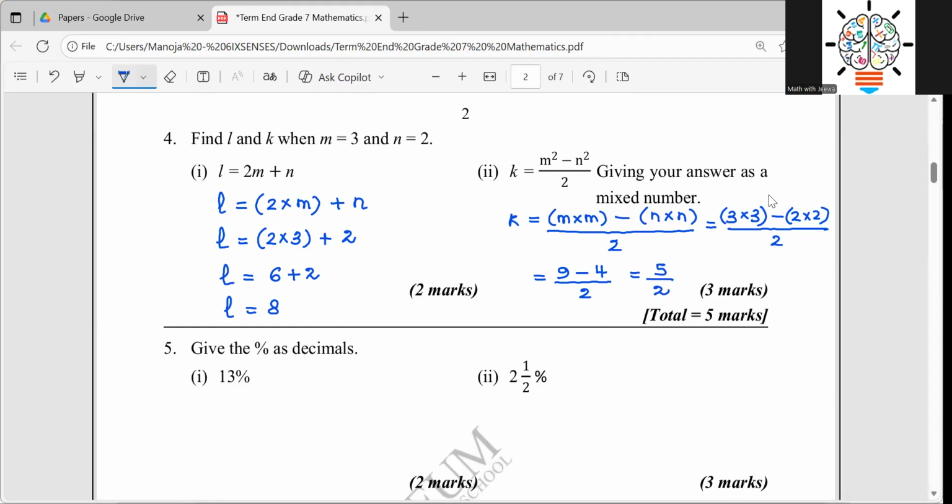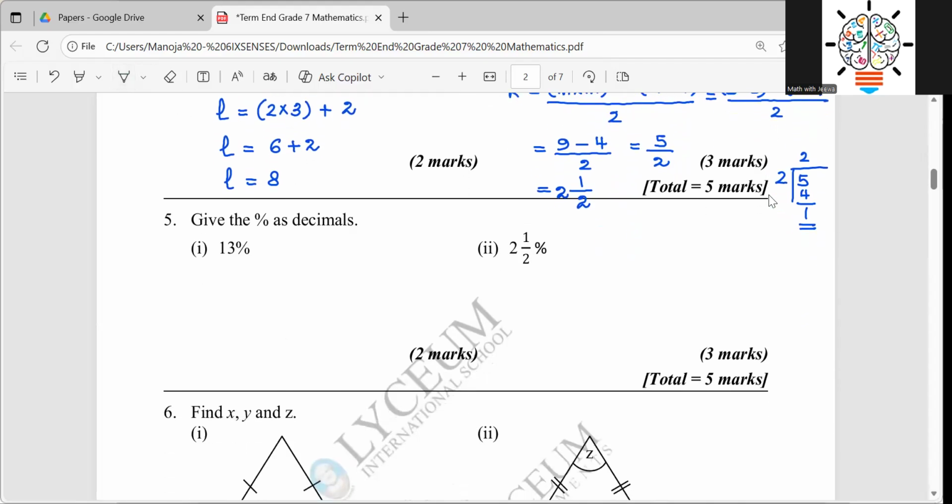But they have asked me to write it as a mixed number. 2 times 2 is 4 and 1 remainder. So then you can write 2 and 1 over 2. This is the final answer. You just see that I'm expanding the given expressions and I substitute the values. Then I calculate them one by one, right?